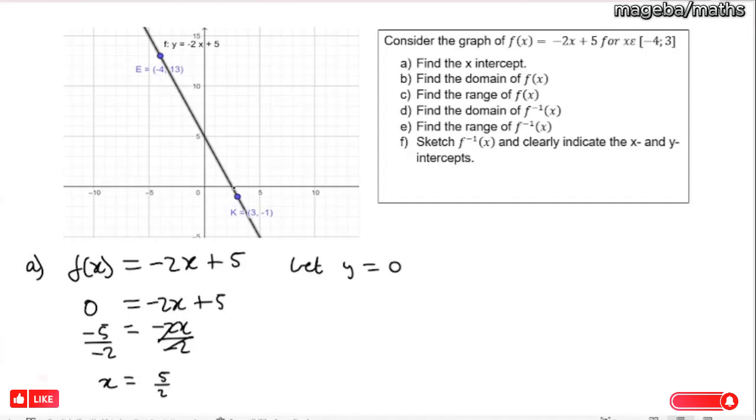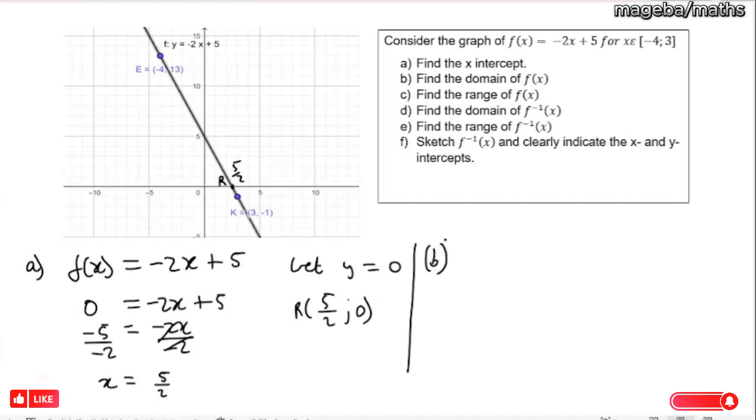So from this graph, this point here, which is my x-intercept, is going to be 5 over 2. If I name that point R, that point is just going to be (5/2; 0). Now let's go to the second question, which is B.